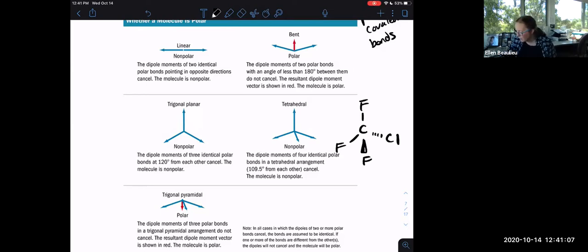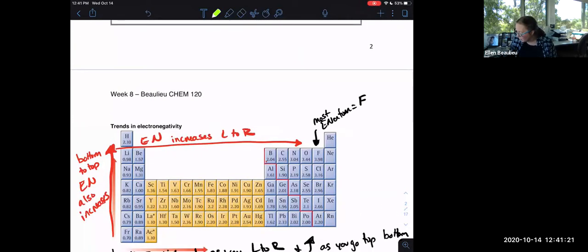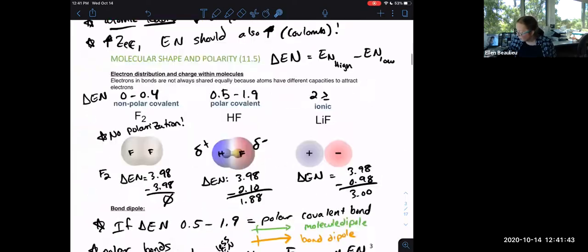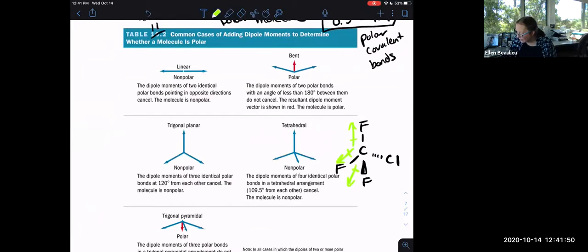Well, I know that carbon-fluorine bonds are polar, so I'm going to draw those little dipole moments for those bonds. I know all of those bonds are polarized. I'm going to go check on carbon and chlorine. I'm going to go back to my electronegativity chart. 3.16 minus 2.55, that's greater than 0.5, so I have a polar bond. But look, the difference between carbon and fluorine is much greater than the difference between carbon and chlorine. So even though I have a polar bond, it is not as polar as the carbon fluorines. And so my vector is going to be a little bit shorter.